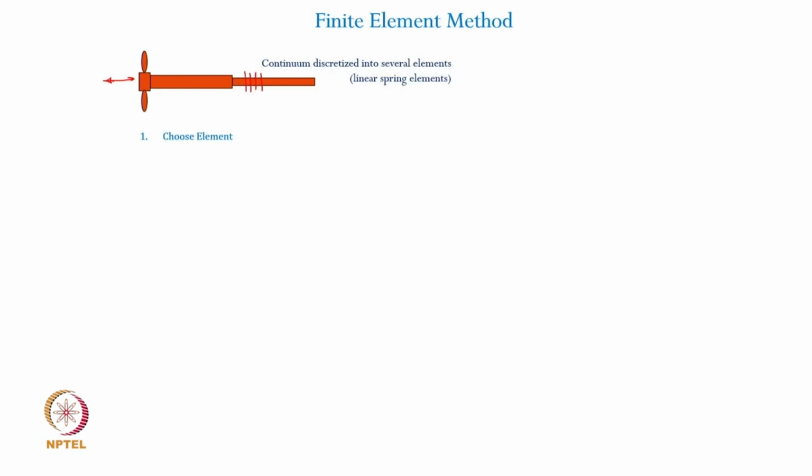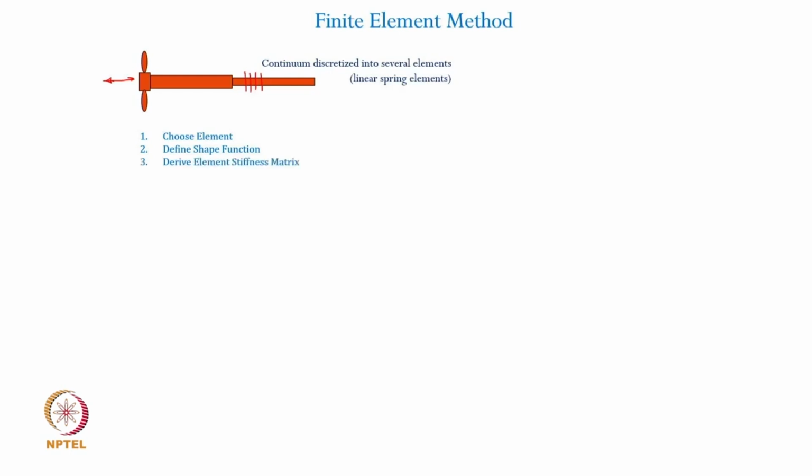So, the various steps which are typically followed: you choose the type of element that you will use in modeling this system as an assemblage of several elements. So, each element has to be properly defined. And then we define a shape function or an interpolation function. We will discuss what this function is all about, but that's step number 2.